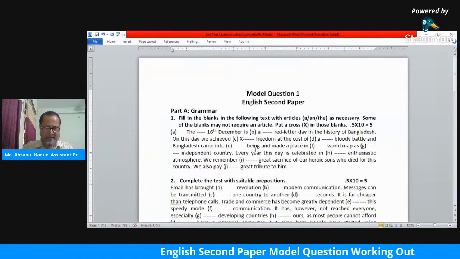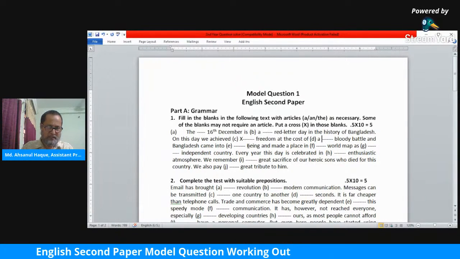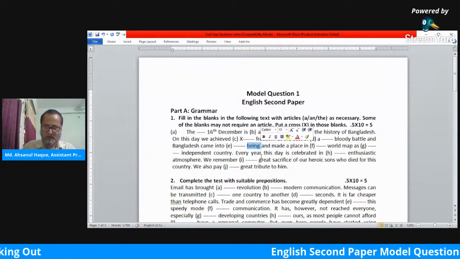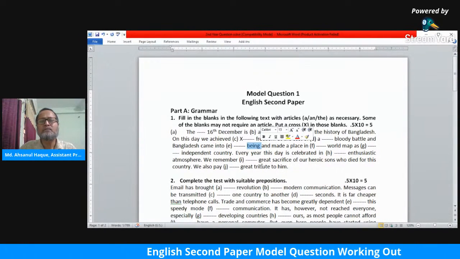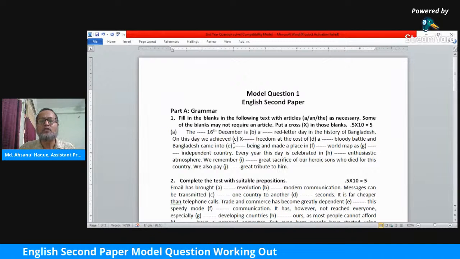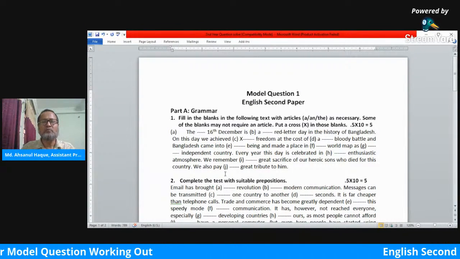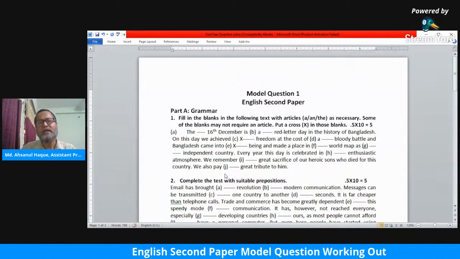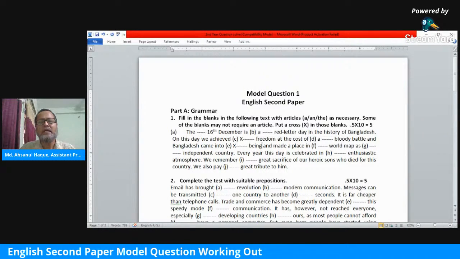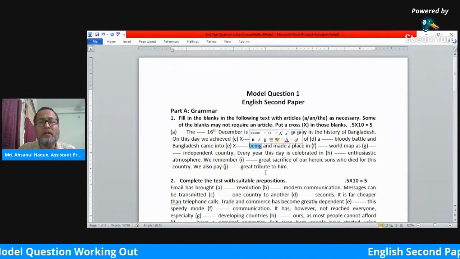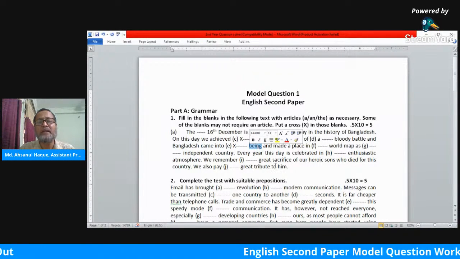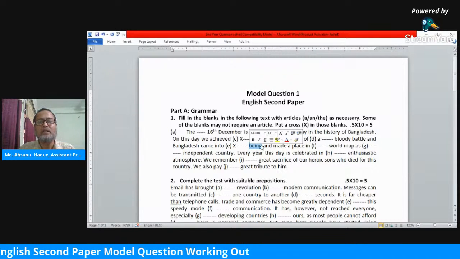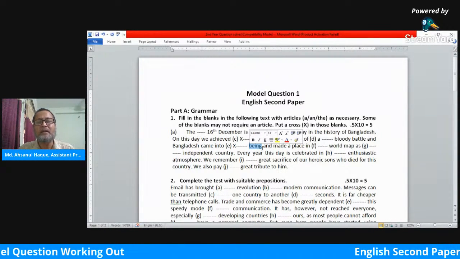And Bangladesh came into dash being. Being is the ing form of be. This being means existence. So this is also uncountable noun, not countable. So there should not be any article. There should be zero article. And Bangladesh came into being, came into existence. So being is a derivative word of be, ing form of be anyway. That is why we must not use any article before, as it is not made definite either.